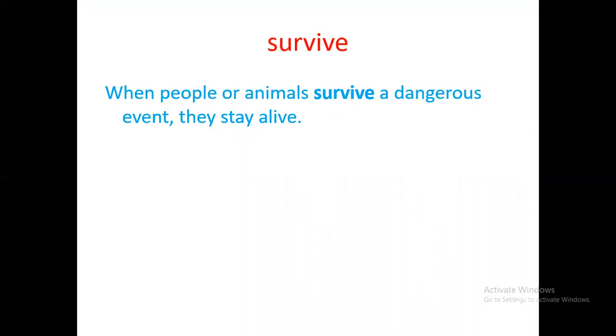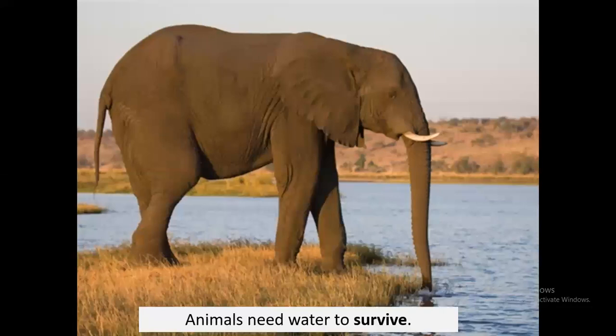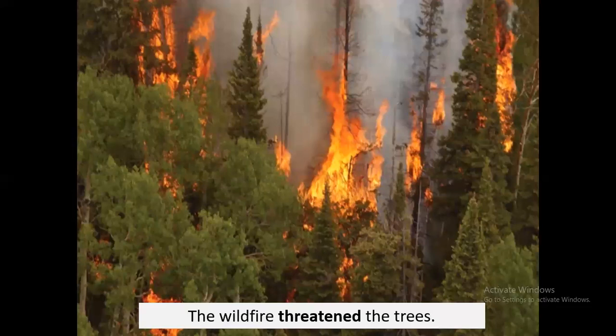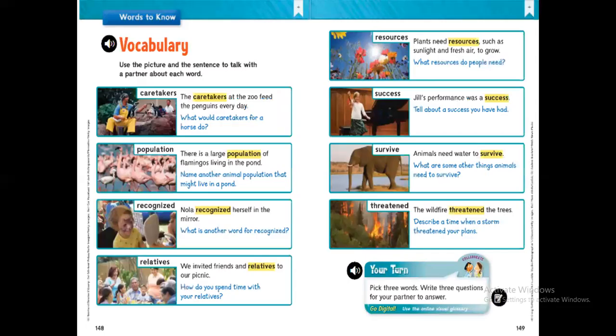Survive. When people or animals survive a dangerous event, they stay alive. Like when we say he survived the accident. None of the old trees survived the fire. None of the passengers survived the plane crash. Animals need water to survive. Threatened. When something is threatened, it's in danger of being hurt. Like the wildfire threatened the trees.